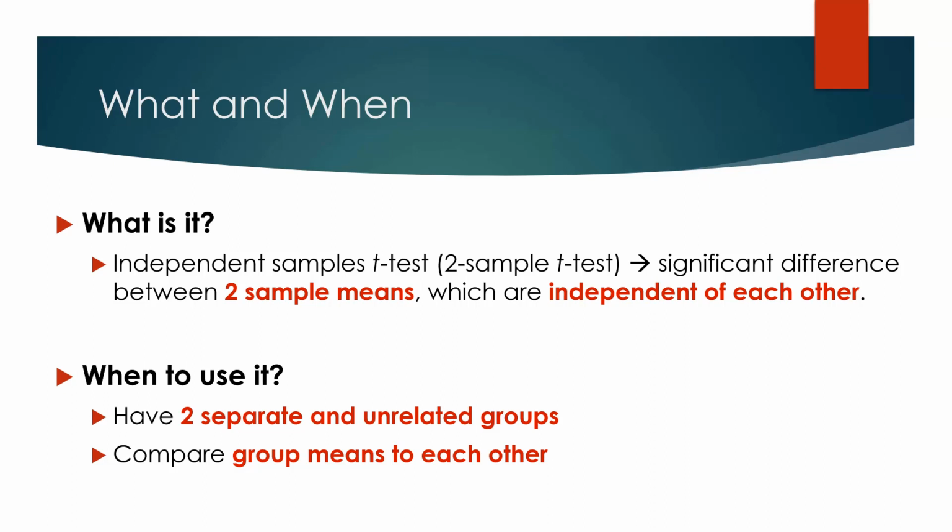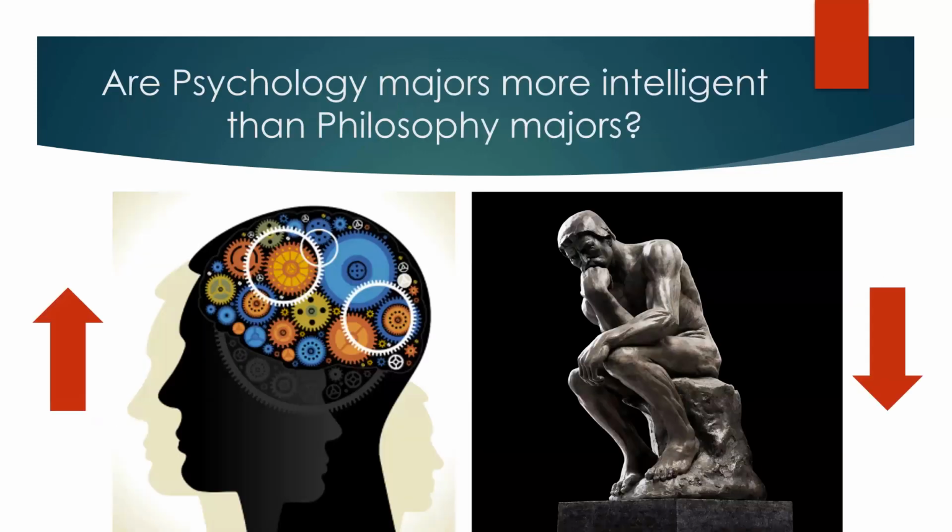So I've got two separate and unrelated groups. I've got a mean in each group, and I want to compare those two group means to each other. So let's say for our scenario that we're going to work with in this section, are psychology majors more intelligent than philosophy majors, right? Let's say I want to compare the IQs of students of both those majors.